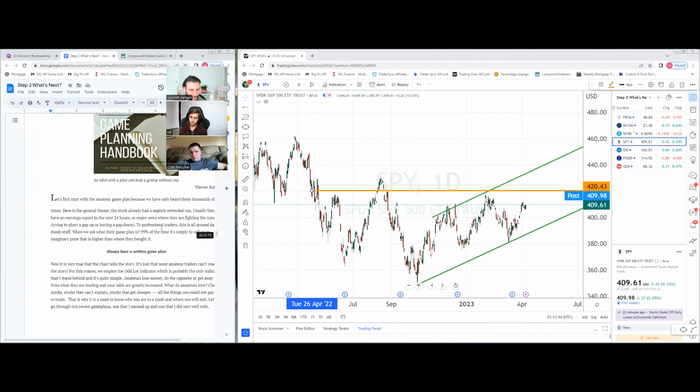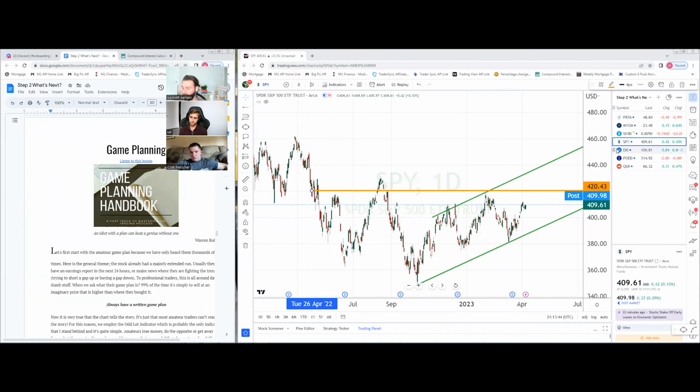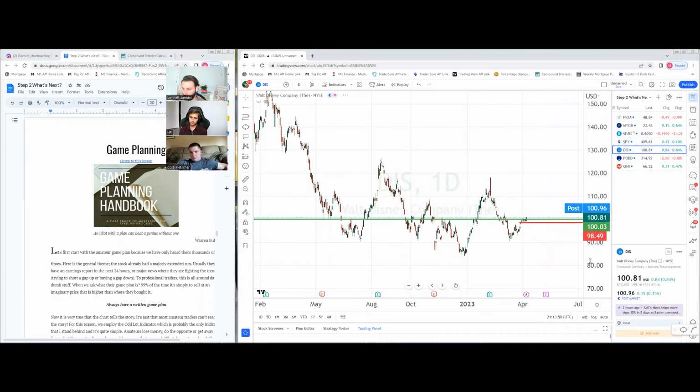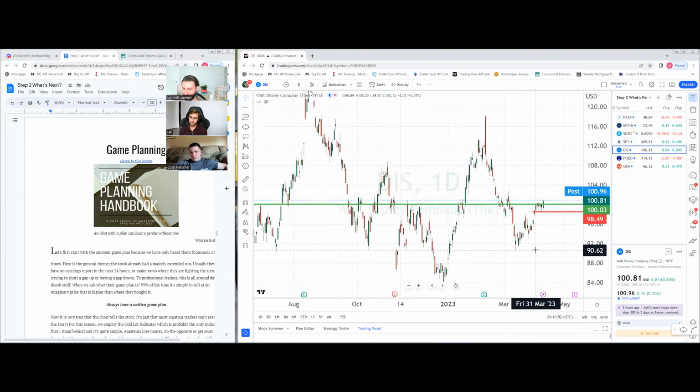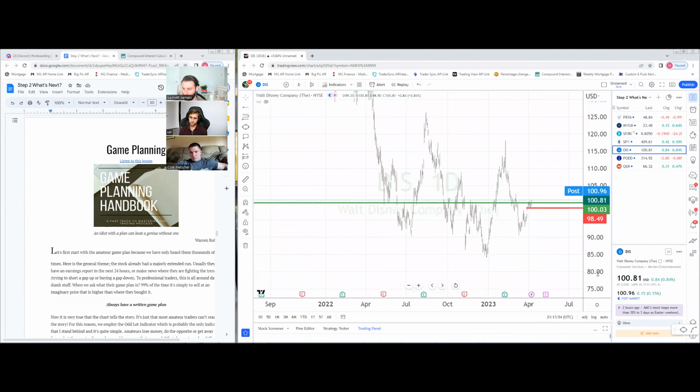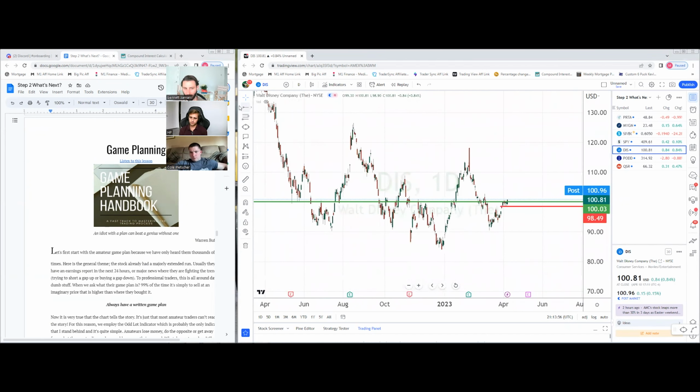So as we move on, we're going to go over again some simple game planning and some simple chart reading, and we'll go back to some of the examples. So this is actually a recent trade we put on today. Again, we were talking kind of about the base just before. You can see this base in Disney. Let me delete this line out here.